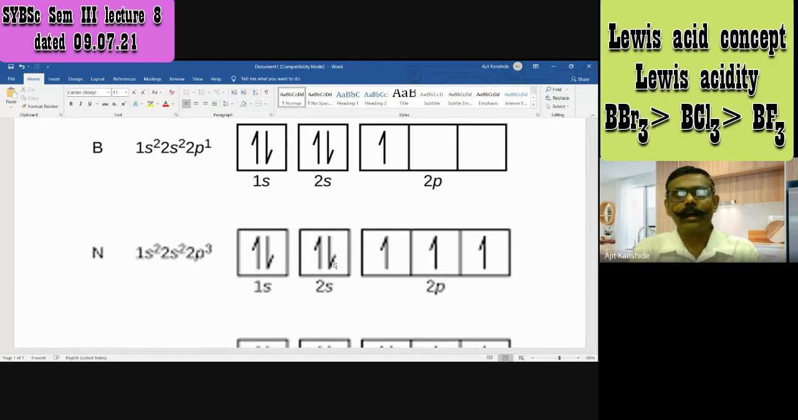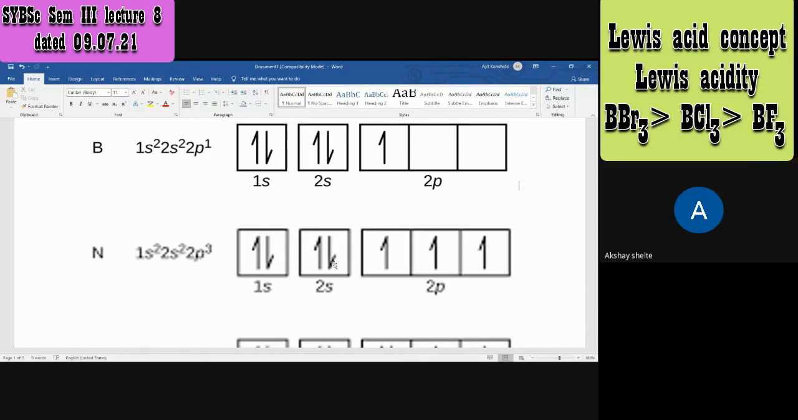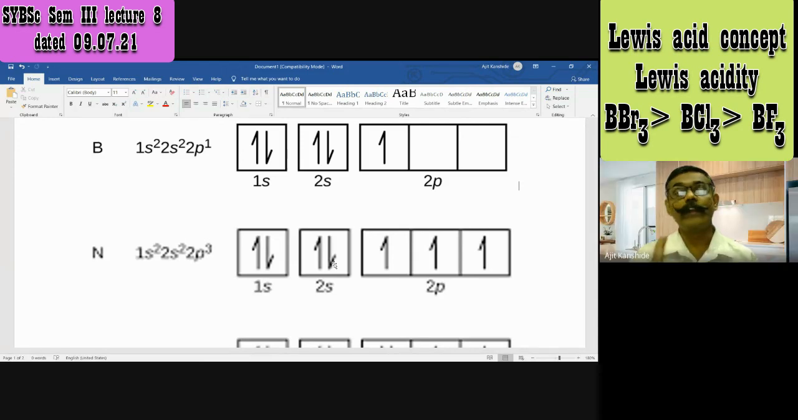How many unpaired electrons are there in the boron ground state electronic configuration? One. Right, one unpaired electron. So what is our expectation? Like fluorine, boron should form only one bond. So if boron forms a compound with hydrogen, the formula should be BH. With chlorine, BCl; with fluorine, BF; with bromine, BBr. That is our expectation from this electronic configuration.